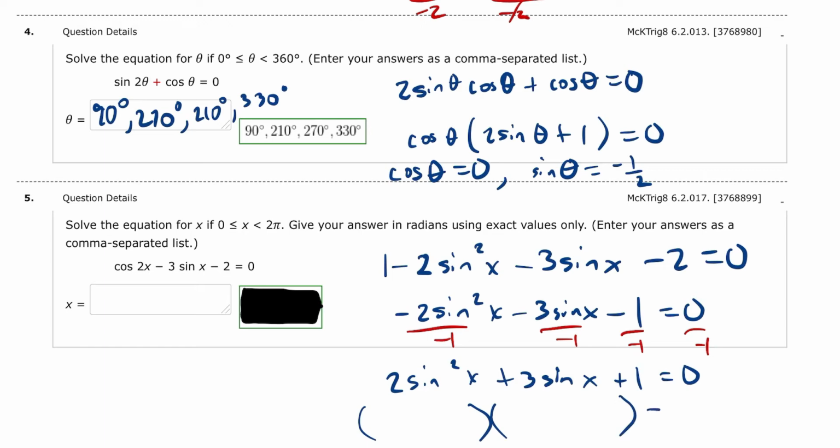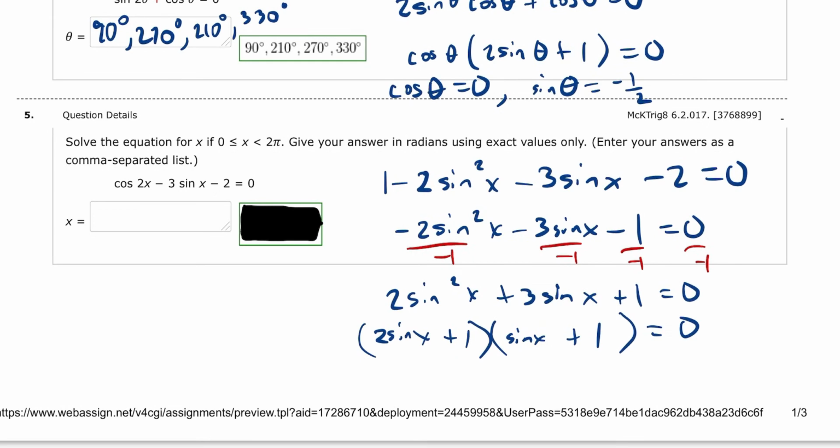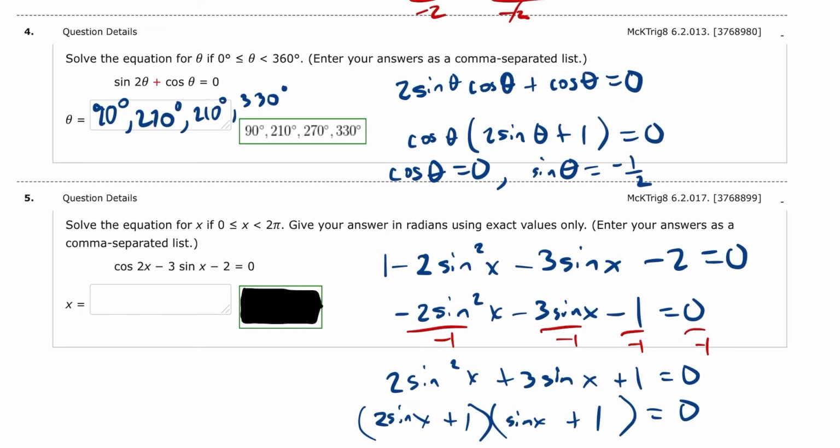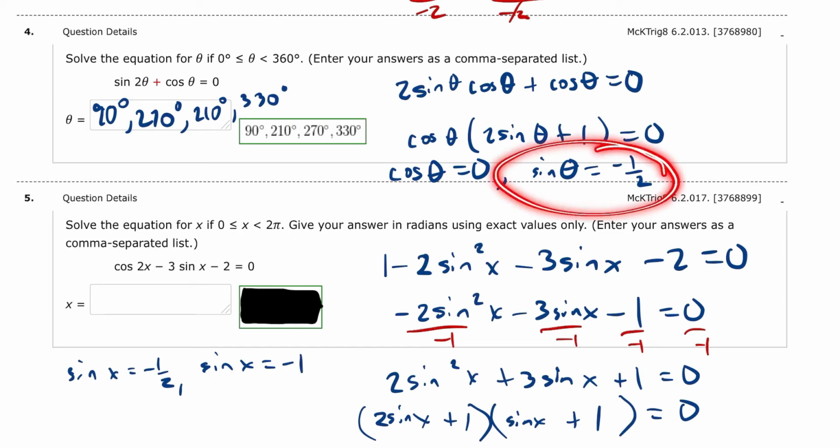Now we have an equation that can be factored, so that's going to be 2 sine x, 1 times 1, and you need these both to be positive in order to get the 3 sine x in the middle. All right, if you set these factors equal to 0 and solve, you're going to get sine x equals negative a half for the first one, and sine x equals negative 1 for the second one. So just as this equation up here, we got 210 and 330.